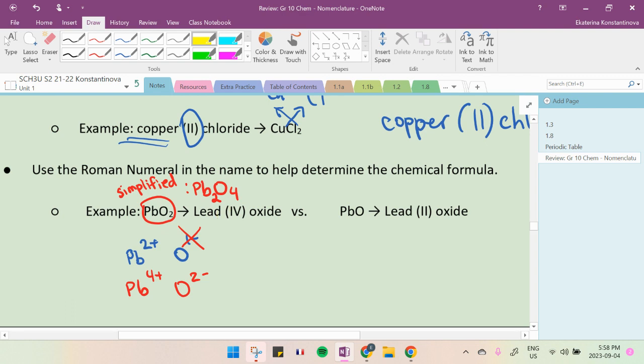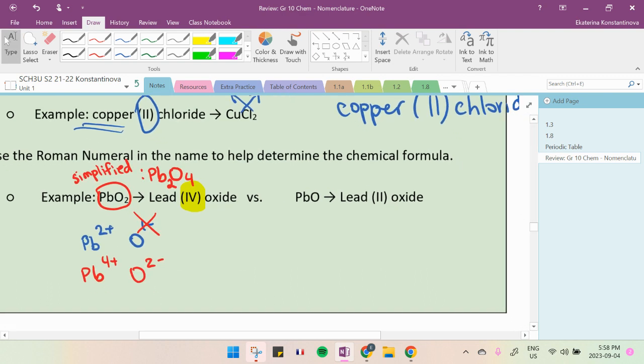So you need to be very careful with how you name it. If you notice that it was simplified, the Roman numeral going in the middle has to be the one that was used for the metal. So lead 4 oxide is Pb2O4, or just PbO2 when it's simplified. Let's compare this to the chemical formula PbO.